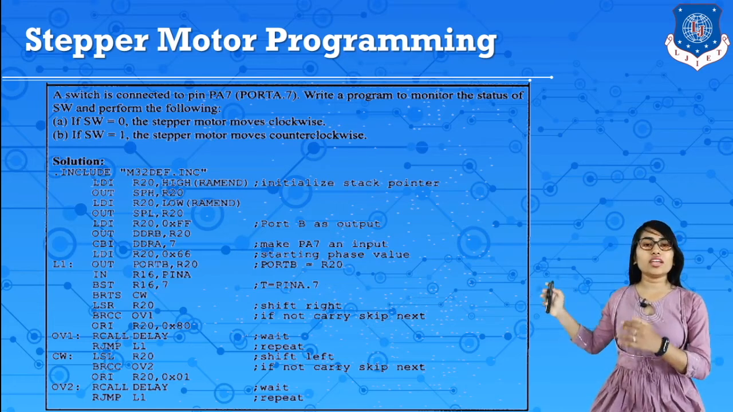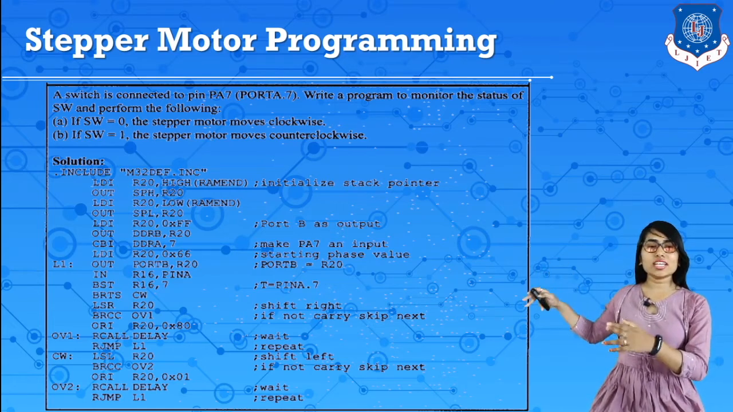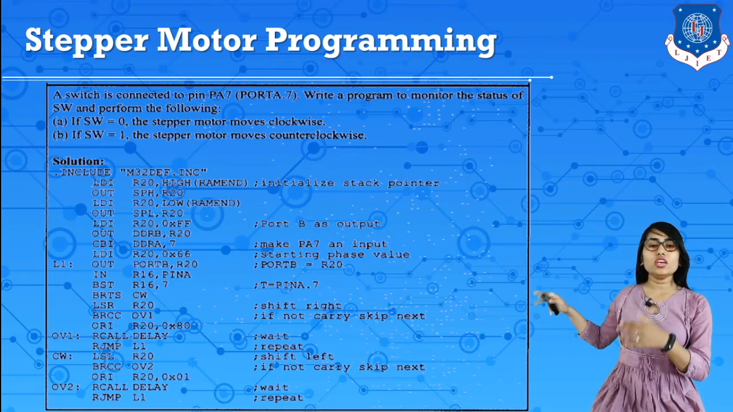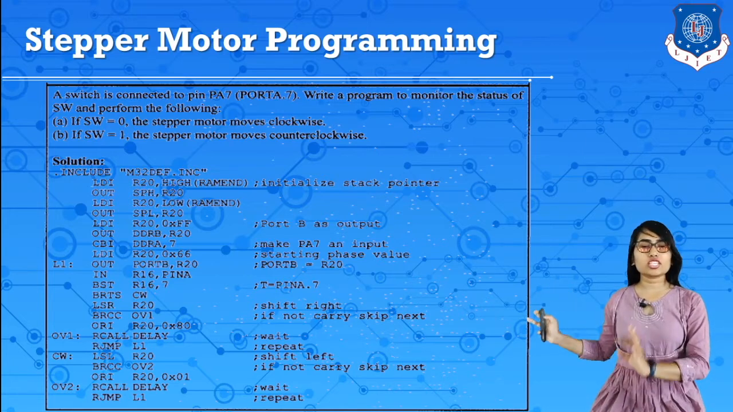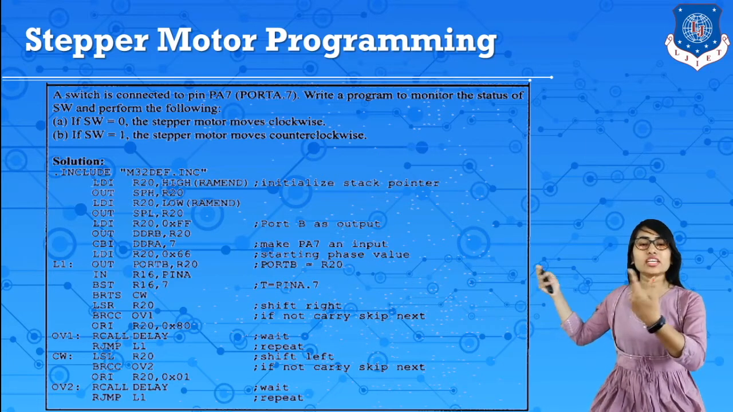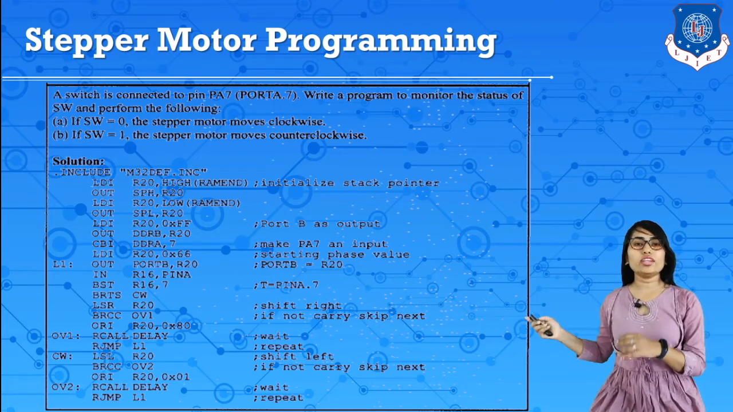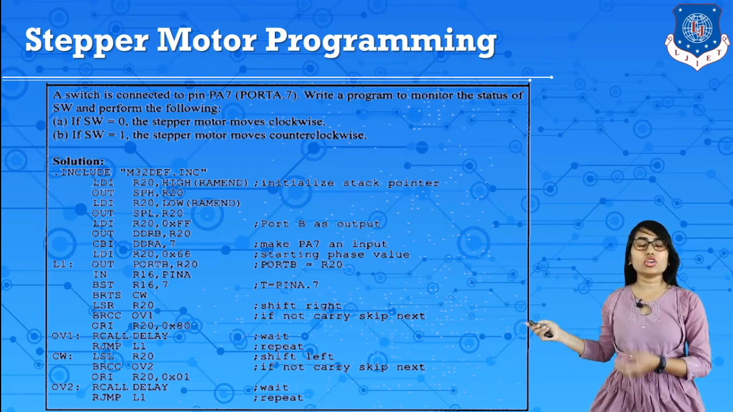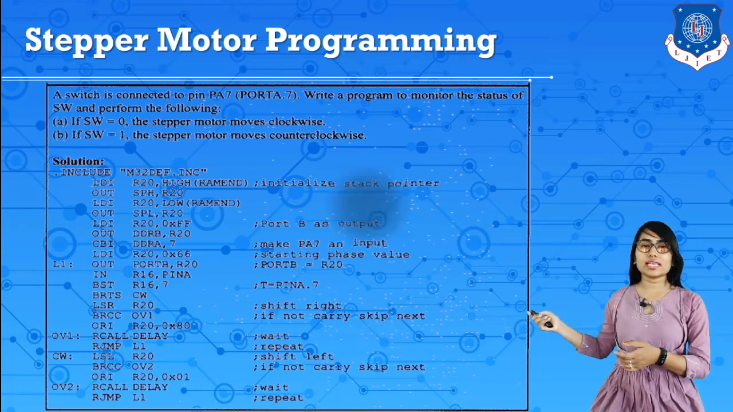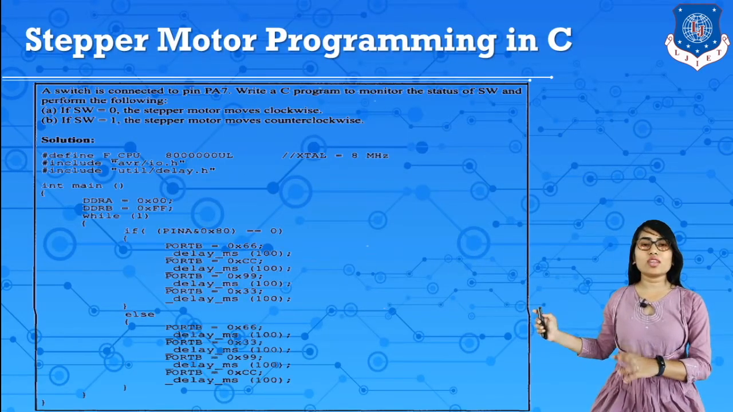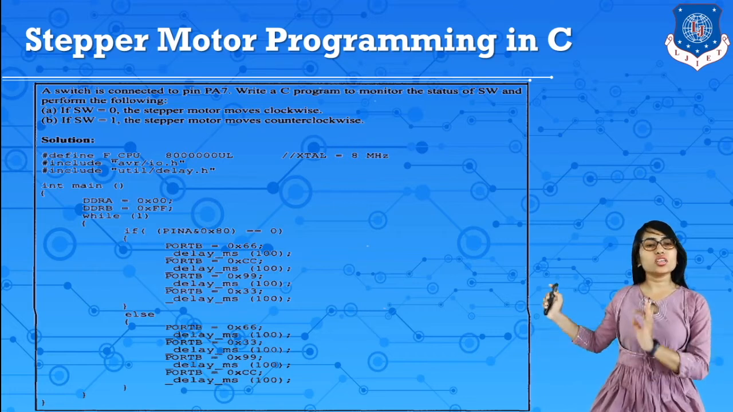So depending on that, either it will go in this direction, or if no carry is generated, then skip next, and shift left. Okay, if no carry, then skip next. So depending on the requirement, it shifts either in the right direction or left direction. So this is how we can make the stepper motor move either in a clockwise or counterclockwise direction.